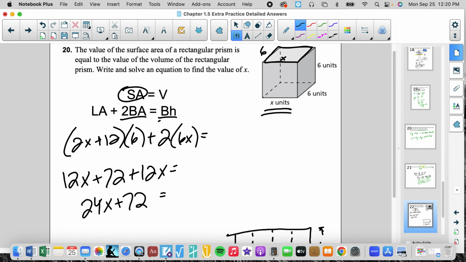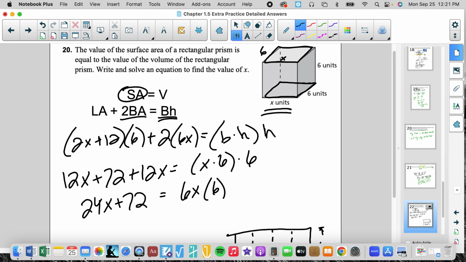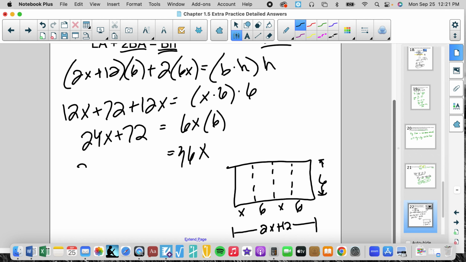And now we want the volume, which is your base area. The base shape is a rectangle. So we would find the base times the height of the object. The base is x, times the height, 6. X times 6 is 6x, times 6 is 36x, equals 24x plus 72.